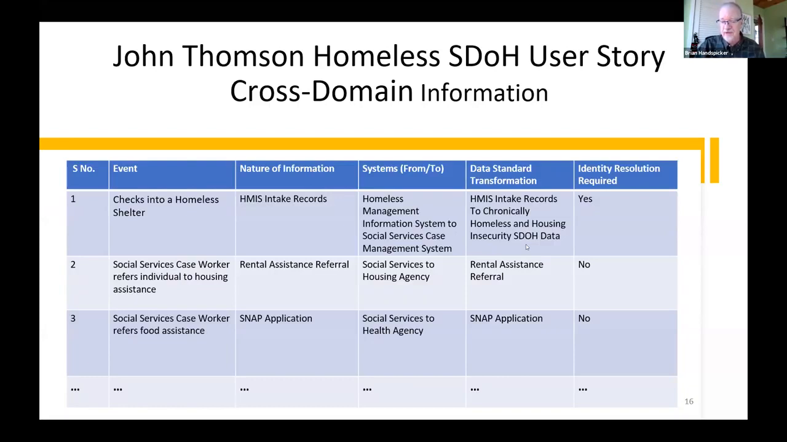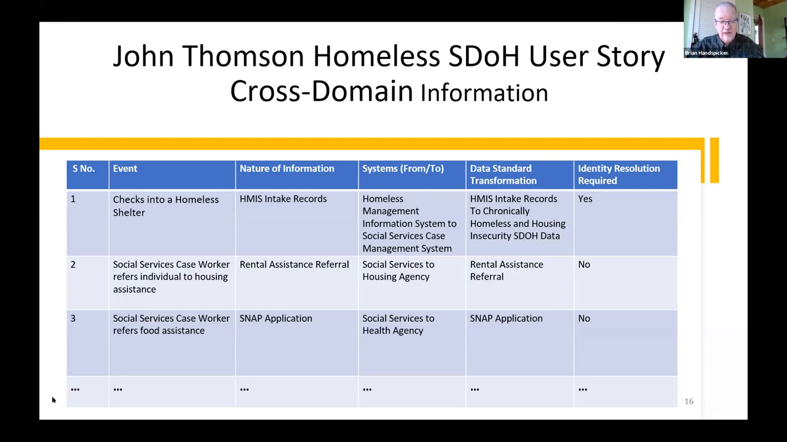So the first challenge is, can we, as part of recognizing that John Thompson is chronically homeless, ensure that the social services information can share information with the homeless management information system in the city, so that the social workers in the city can help John get the services and benefits that he qualifies for and that he needs in order to live a better life.